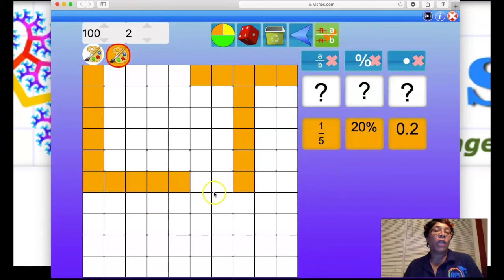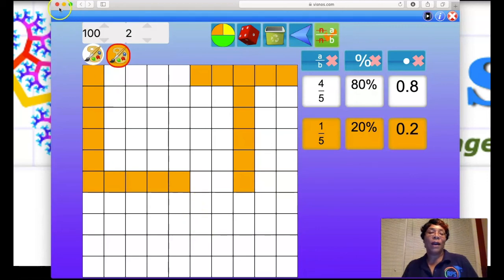So if this is what's shaded, what is not shaded? Well, if this is 20%, what would give me 100%? Yep, 80% there. So 80% is what's in the white. And then I can do the 8/10 or 80%, 80 hundredths, or the 4/5 to give me 1 whole. Great job.